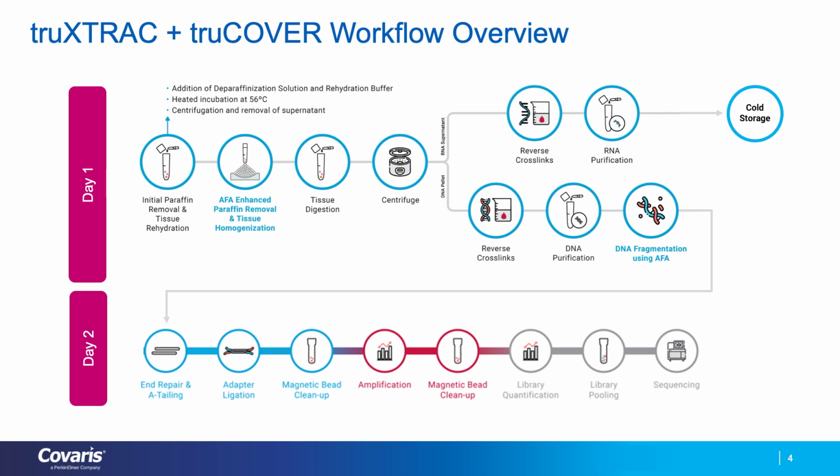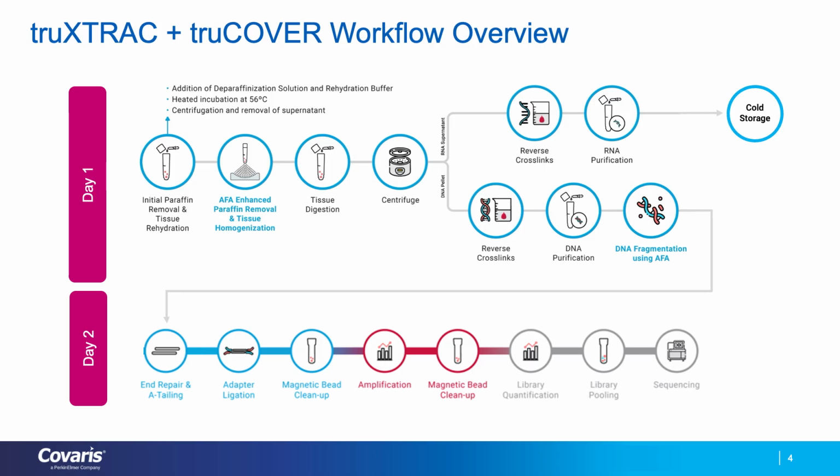The key differentiator between both of these workflows is the use of AFA technology. In extraction, we are able to use AFA in order to remove paraffin without the use of toxic chemicals like xylene, making this workflow safer for manual operators and easier on automated systems.